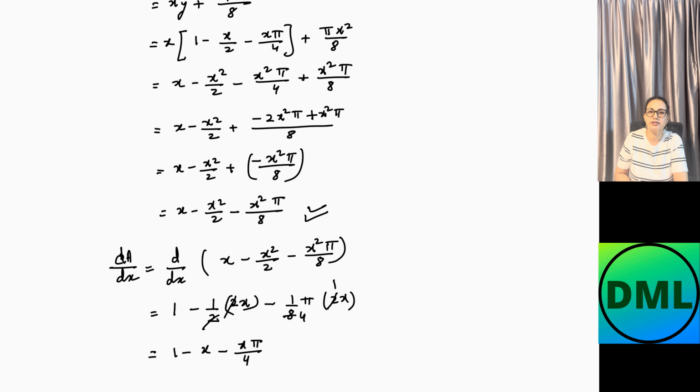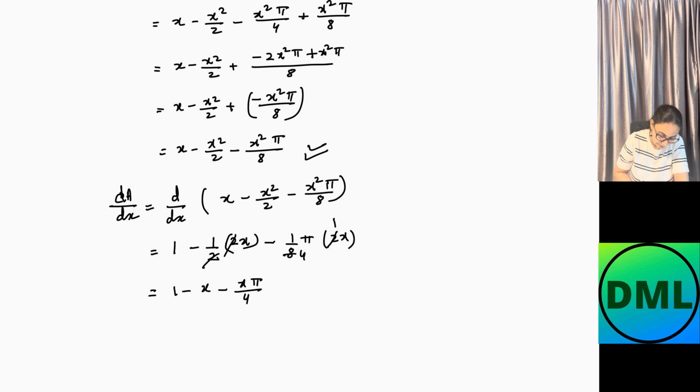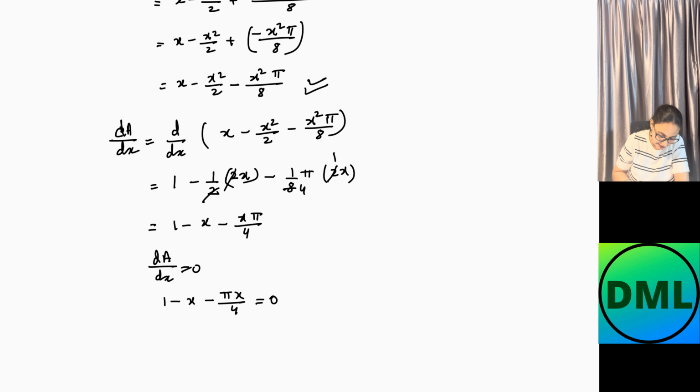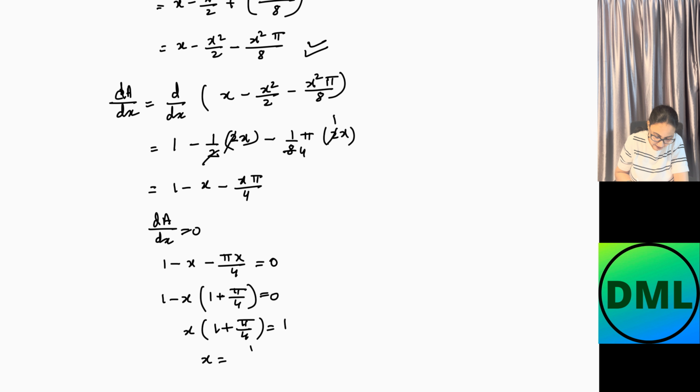I need to put dA by dx equal to 0. Let's substitute dA by dx equal to 0. 1 minus x minus pi x by 4 is equal to 0. I need to get the value for x. Let's combine x here. 1 minus x, 1 plus pi by 4 is equal to 0. I will move x to the right hand side. This will be written as x bracket 1 plus pi by 4 is equal to 1. x is equal to 1 over 1 plus pi by 4.